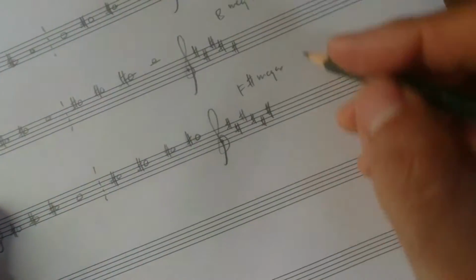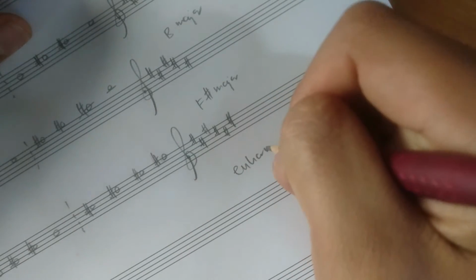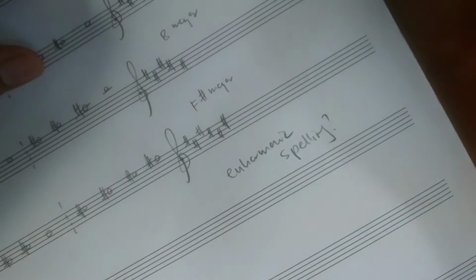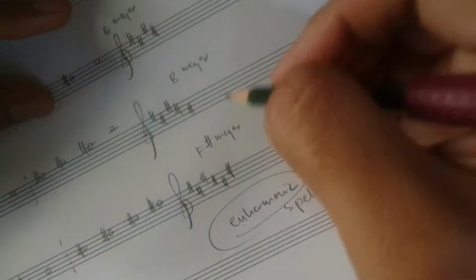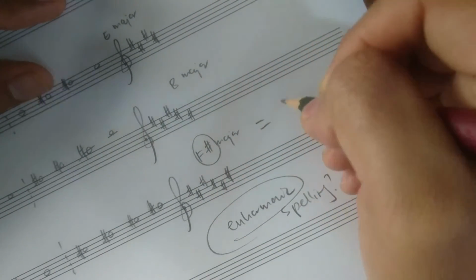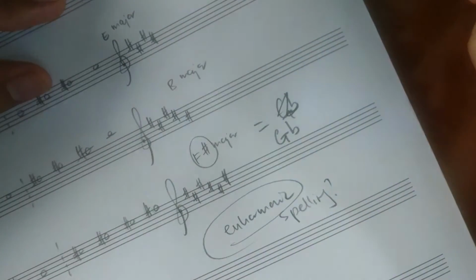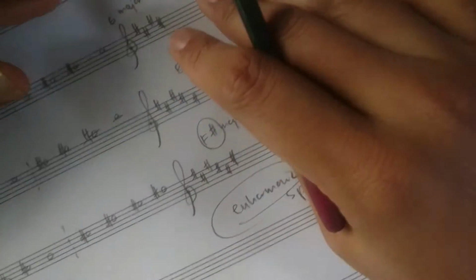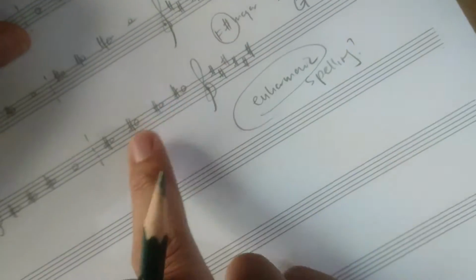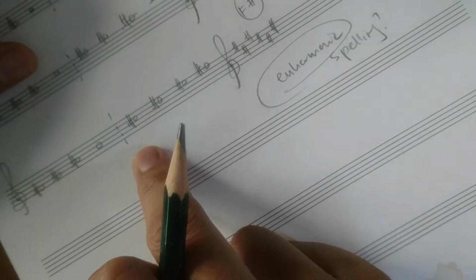Remember this concept of enharmonic spelling? So the F sharp is also known as G flat. Ugh, that's an ugly G. So if we look at the G flat major scale, all we have to do now is to change all these notes to their enharmonic spelling.